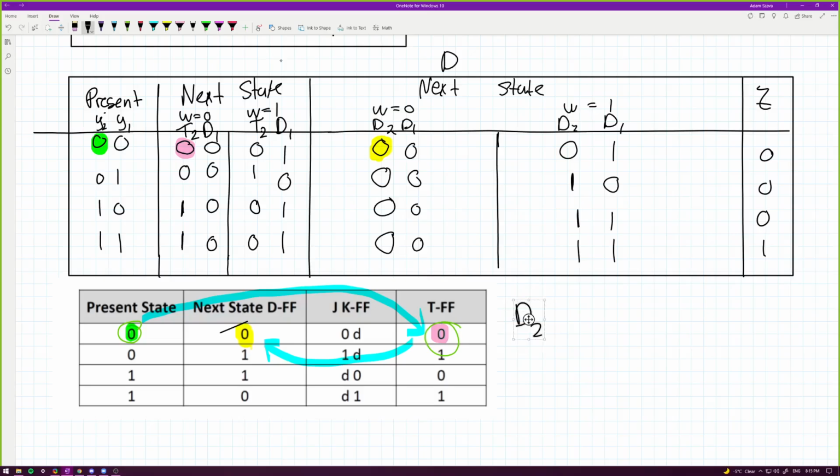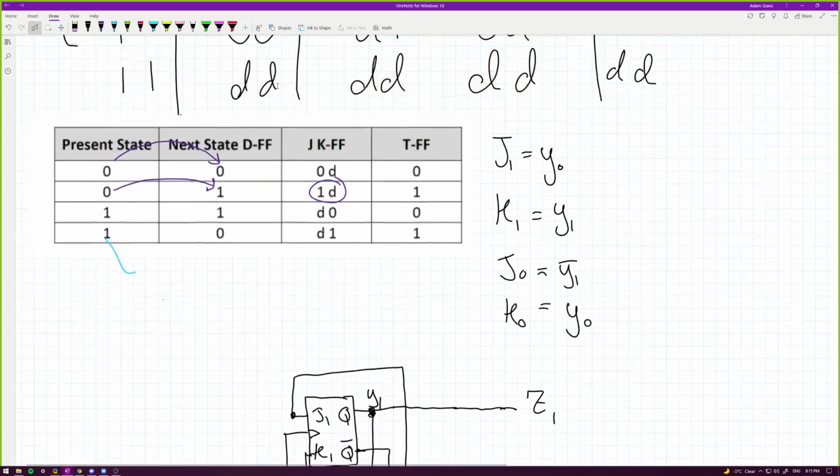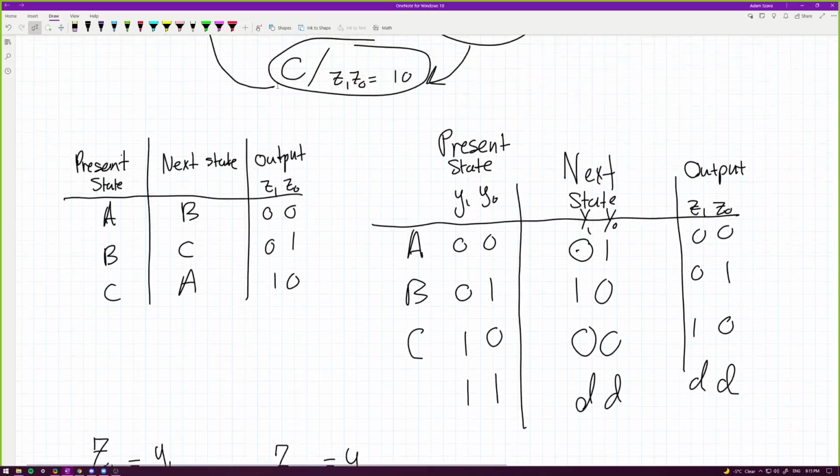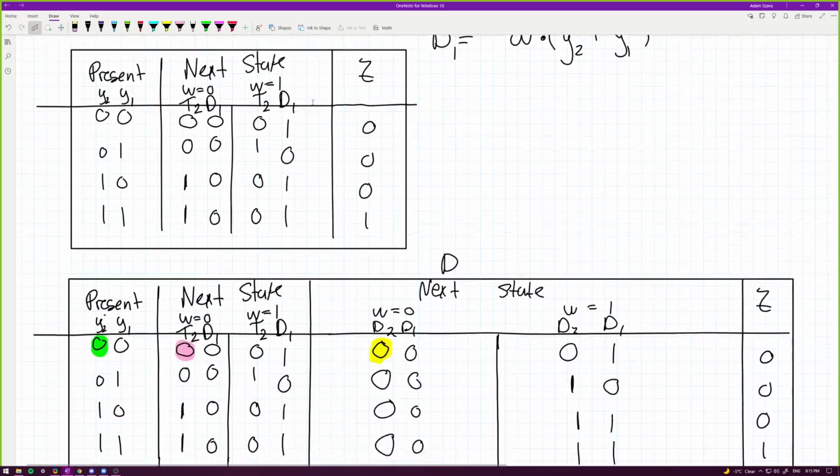D2 equals... Yes, okay, sorry. I have to account for something more here. Why did I do that so fast? What was I thinking? This was the same. Sorry, why are we making equations now? Can't we just go to the state diagram?